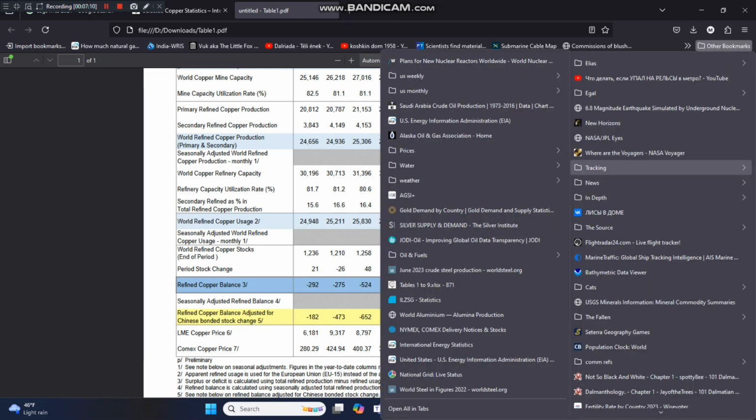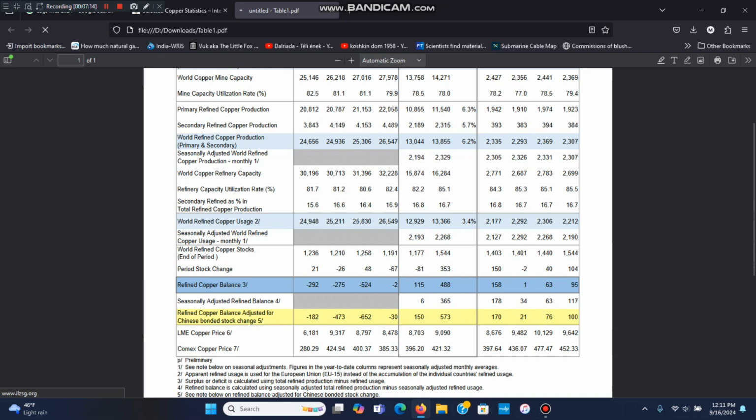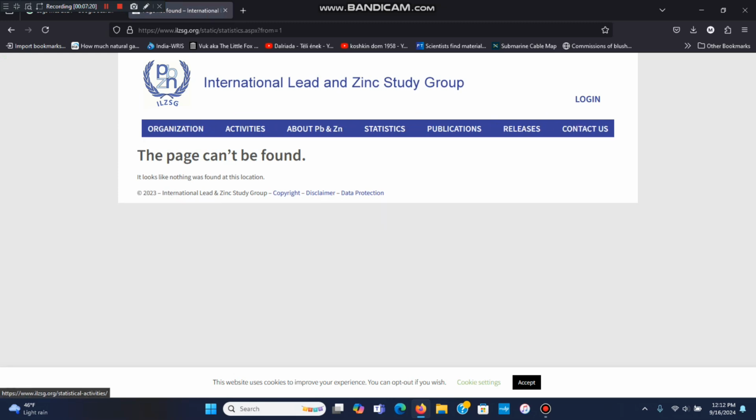You can get similar monthly updated data throughout the year for lead and zinc. If you go to the International Lead and Zinc Study Group, once that site loads, if you just look them up, you should be able to come to their page. It'll probably say the page can't be found, just ignore that. Go over to statistics and go down to free access data, ironically the same thing that I named my Google Drive folder that all of you have access to.